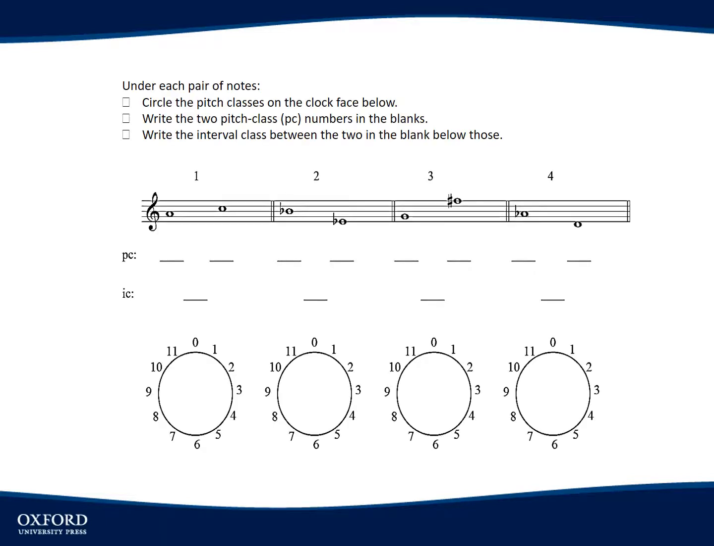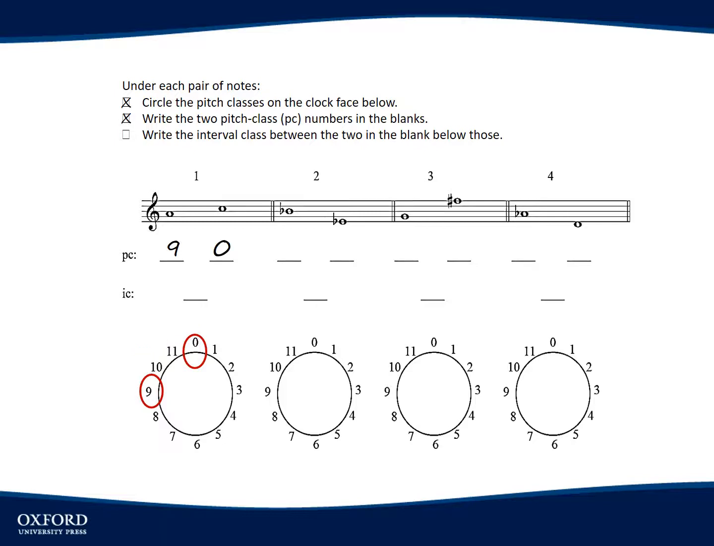We have the pitches A and C. The first step is to circle the pitch classes on the clock face. C we already know is pitch class 0, so we can circle that and write 0 in the blank underneath C. For A, it's easier to count backwards from C down to B, B flat or A sharp, and then to A. We can then circle pitch class 9 and write 9 in the blank under A. Now we've completed steps 1 and 2 for this problem.